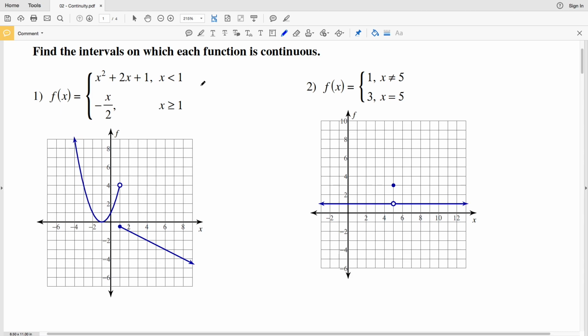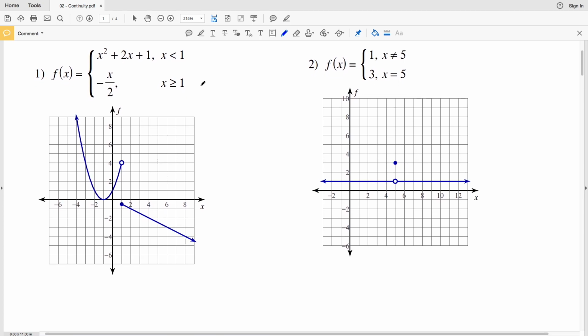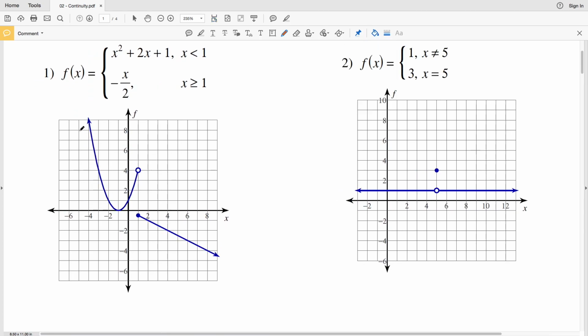So we're going to find the x values where that function is continuous. In number one, the function is continuous up until x is equal to 1. For values of x less than 1, this is the piece of the function we're looking at. Then there's a jump, and for x greater than or equal to 1, the function is continuous after that point.